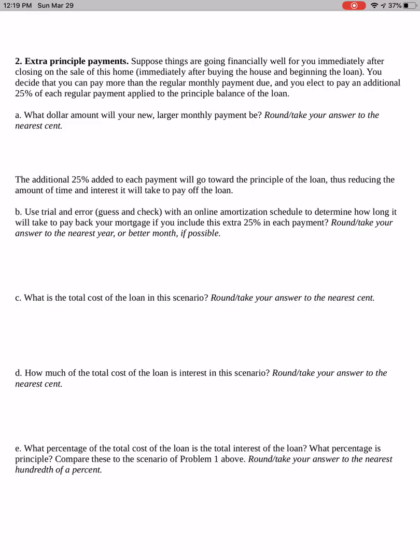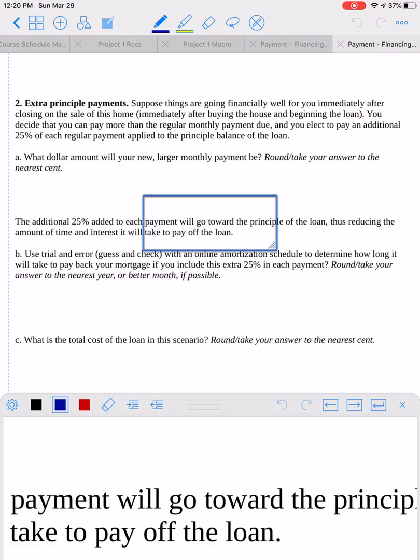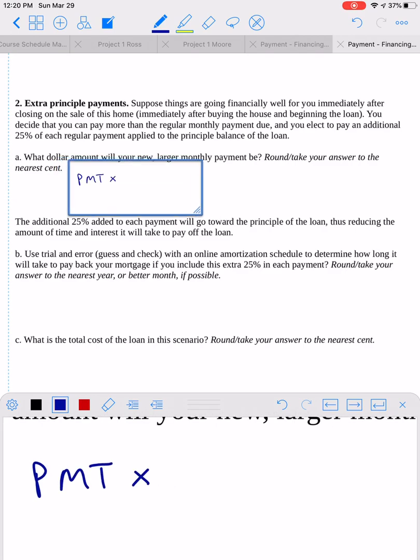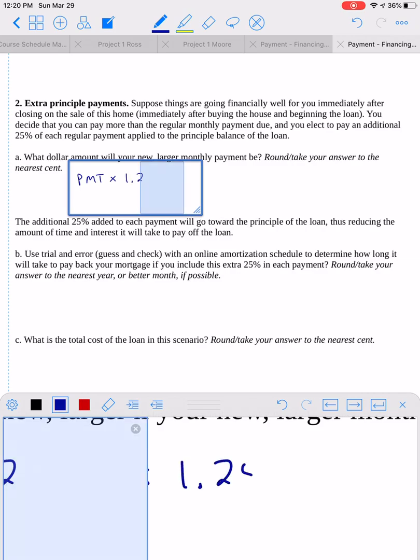That extra payment that you're making is going to go towards the principal, lower the balance of the loan, and overall take you less time to pay the loan back, and also reduce the amount of interest that you pay in total. So first thing to calculate, if we're going to pay this 25% extra, is, well, what dollar amount is that extra 25%? So quick calculation there is to say our payment, monthly payment from the previous page, or the amortization calculator times 1.25.